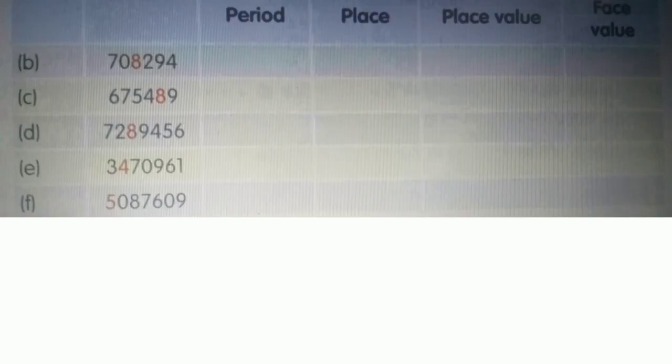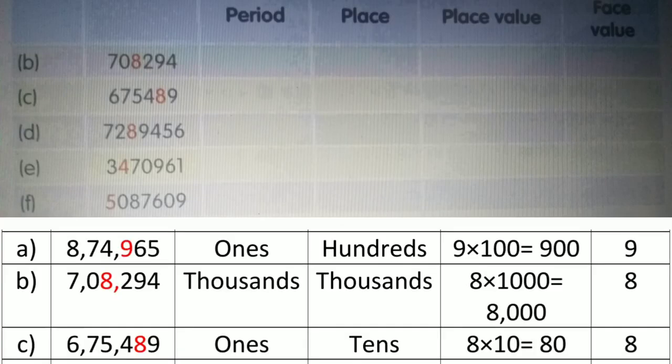The second question is 708294. First of all, let us separate it by writing the commas. After separation, we write it as 7,08,294. Now we have to determine the period, place value and face value of 8. So 8 is in the thousands period, just write thousands. Now the place of 8 is thousands again. The place value will be 8 into 1000, that is 8000, and the face value will be 8.